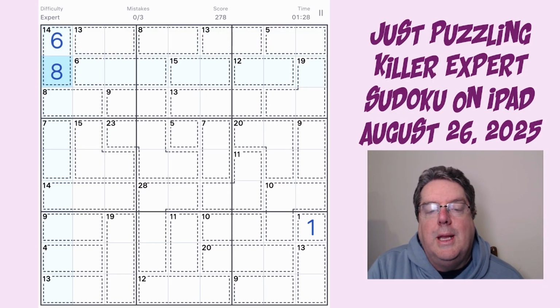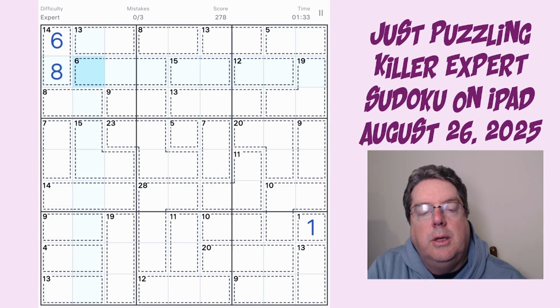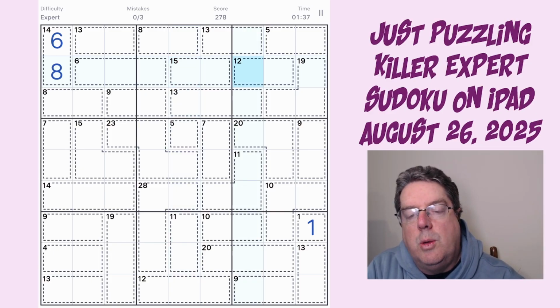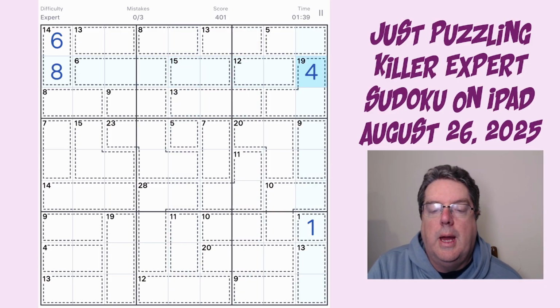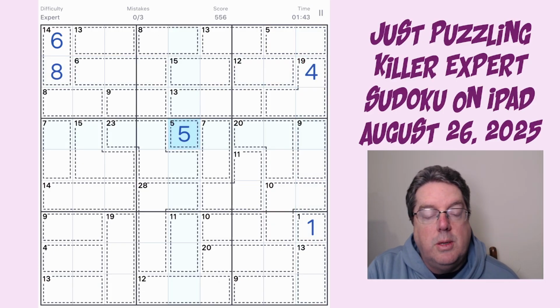Okay, what we can now do is I can do the same thing here to get to that cell. So 8 plus 6 is 14, plus 15 is 29, plus 12 is 41, so that's a 4. Okay, so there you go, there's some of it. There's a standalone cage there. I don't know why I didn't see that earlier.